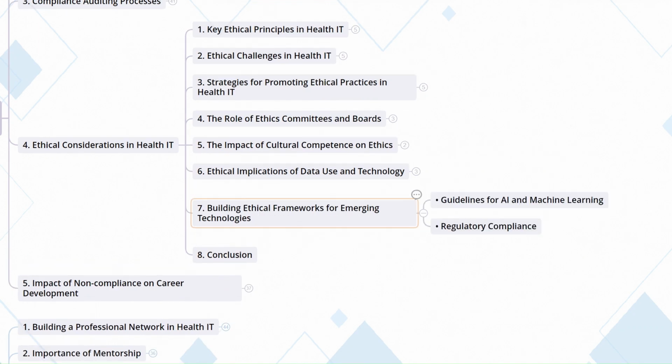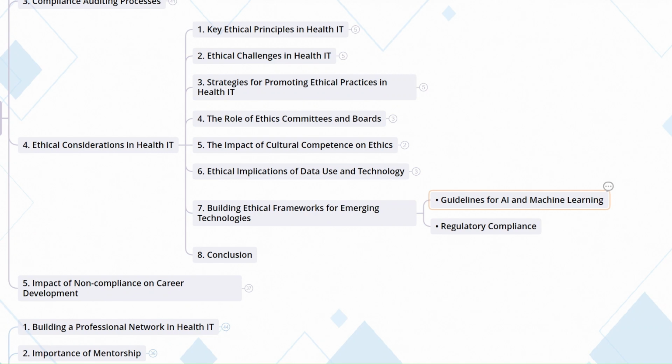Next, building ethical frameworks for emerging technologies. As technologies such as artificial intelligence, telemedicine, and big data analytics continue to grow, establishing ethical frameworks is vital. These include guidelines for AI and machine learning and regulatory compliance.